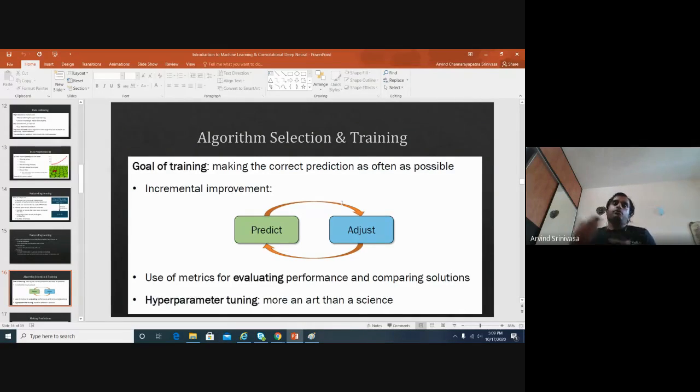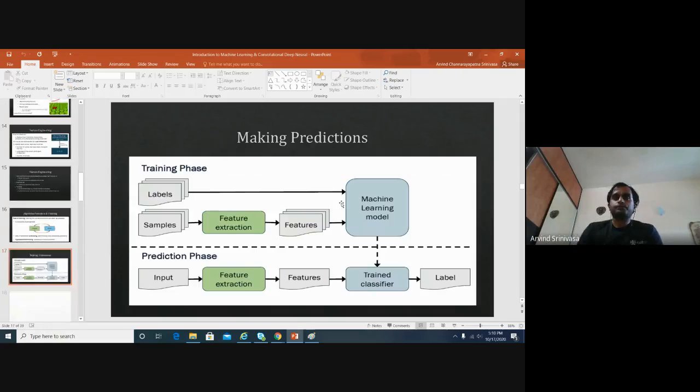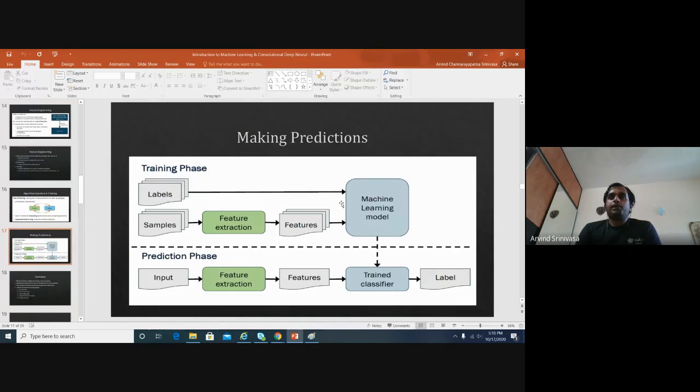So gradually you will be understanding what is this hyperparameter, what are these metrics, what are the improvements, like how to improve the algorithm, once you do some hands-on experience. So ultimately, making a prediction: this is the training phase where we have the labeled samples. The samples have been converted into feature extraction, features have been taken, and a machine learning model is being trained. Then in the prediction phase, we have the input, feature extraction, features, the trained classifier, and then the label.